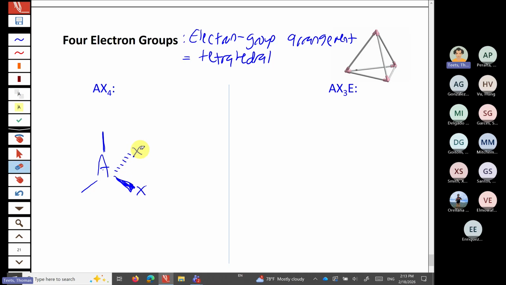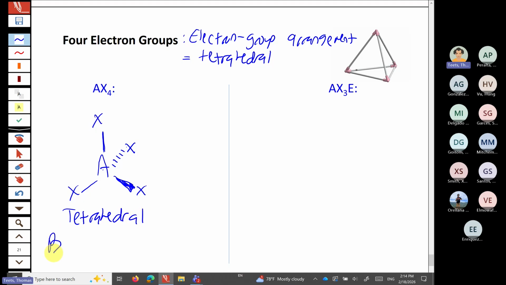So again, there's no perfect way of doing this. And I'm not the world's best artist either, but that's how we indicate bonds that are out of the plane of the page. So tetrahedral, you have to think about it in 3 dimensions. All 4 of those are occupied by atoms in the AX4 arrangement. And so that means the molecular shape is also tetrahedral.